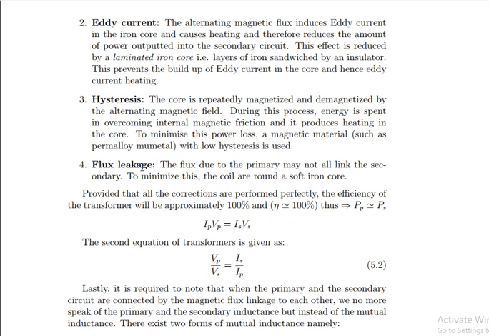And lastly, we have flux leakage. The flux due to the primary circuit may not all link to the secondary circuit. So to minimize it, we coil around a soft iron core. Because at certain times not all the magnetic field lines penetrate from the primary to the secondary circuit, in order to minimize this flux leakage, we are going to use a coil around a soft iron core.